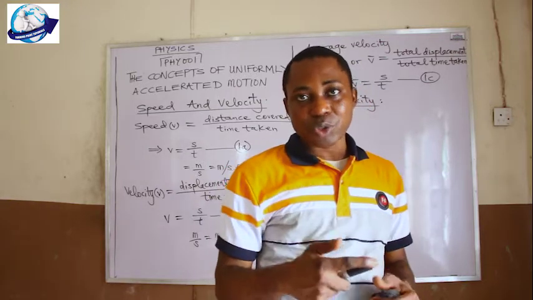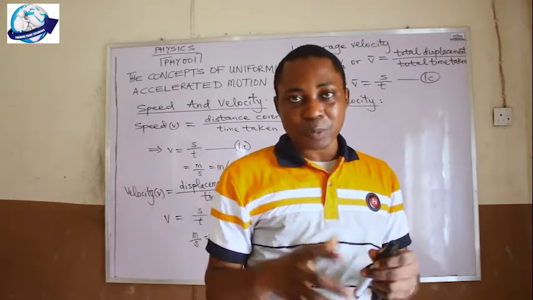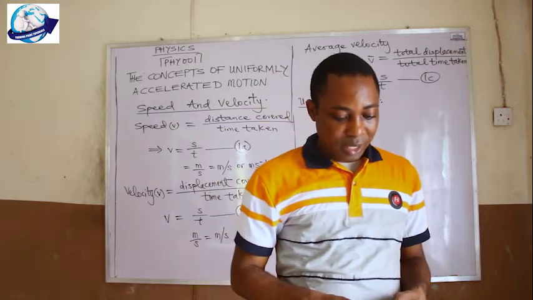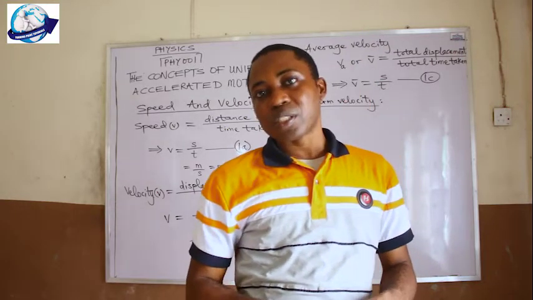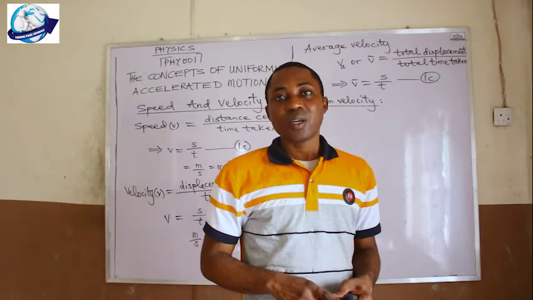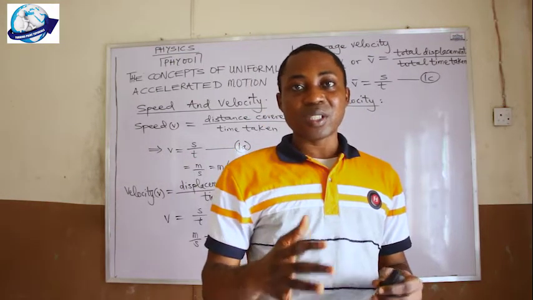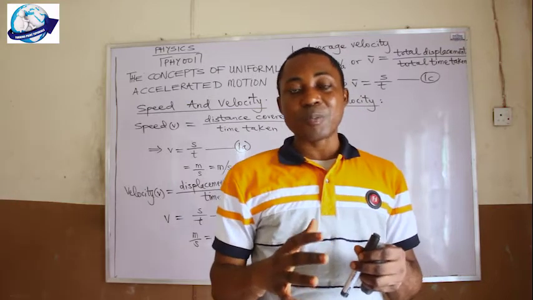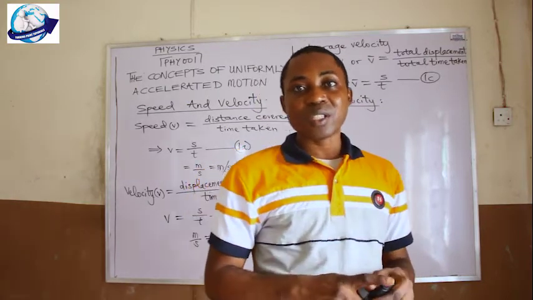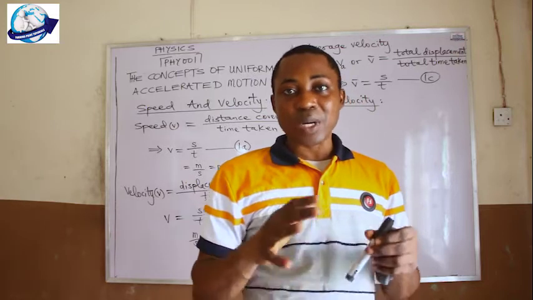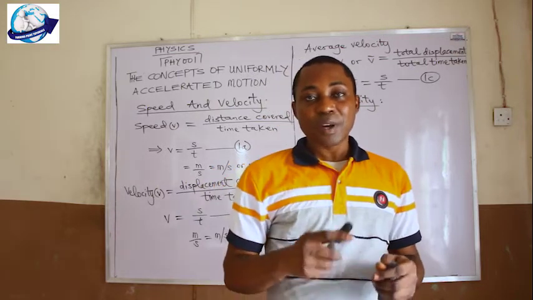It's a motion situation in which a body covers equal displacement in equal time intervals, no matter how small the time interval may be. I will take it once again. Uniform velocity is a motion situation in which a body covers equal displacement in equal time intervals, no matter how small the time interval may be.